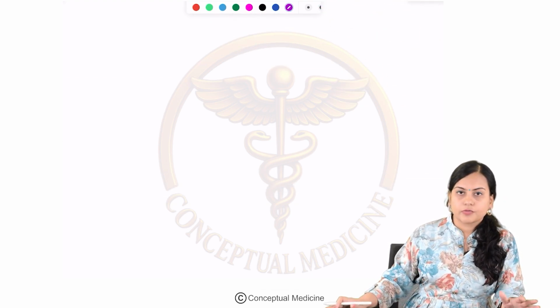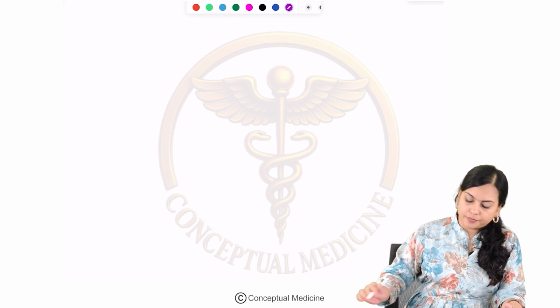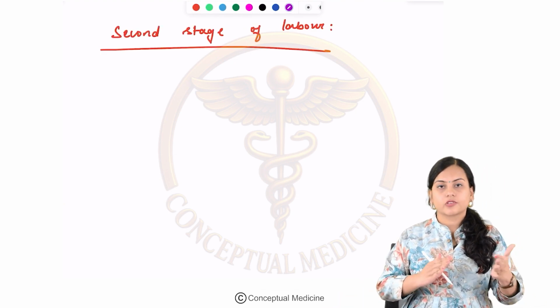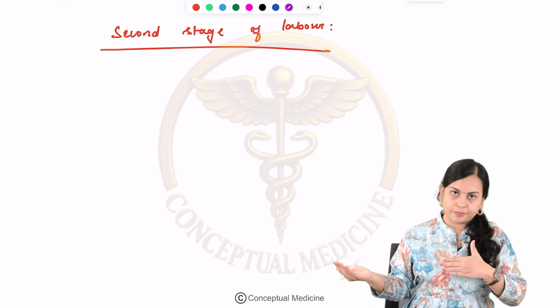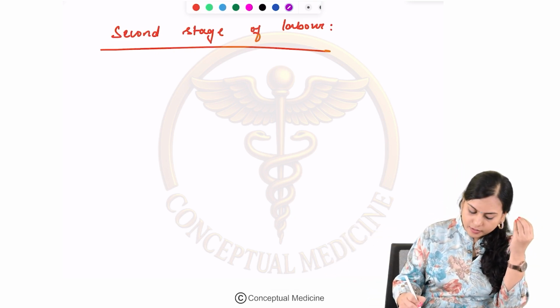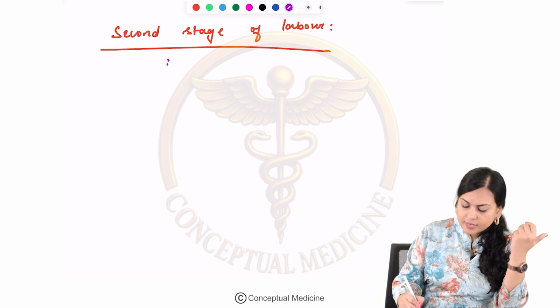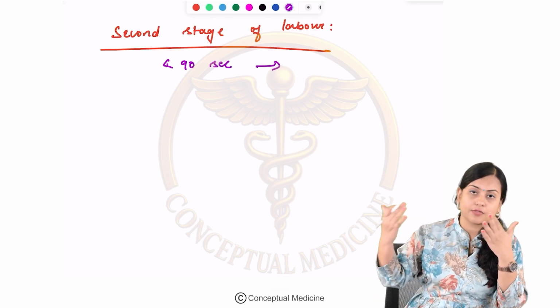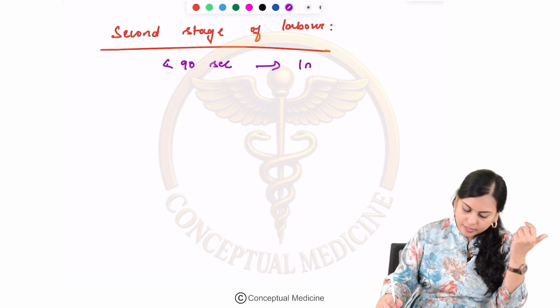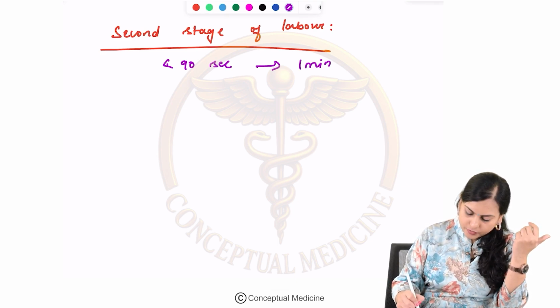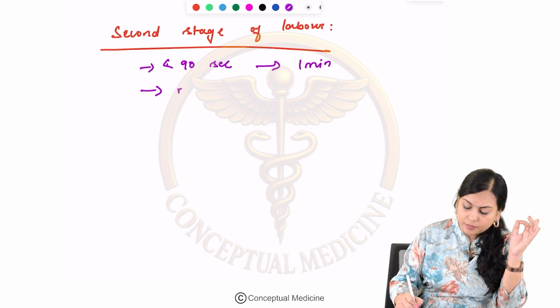Now, we are going to see about the second stage of labor. Here, the uterine contractions are going to occur more frequently, okay. They will occur in an interval less than 90 seconds also, and they can even last for longer time, like they can even last for 1 minute, okay. So, we will see the median duration of second stage now.